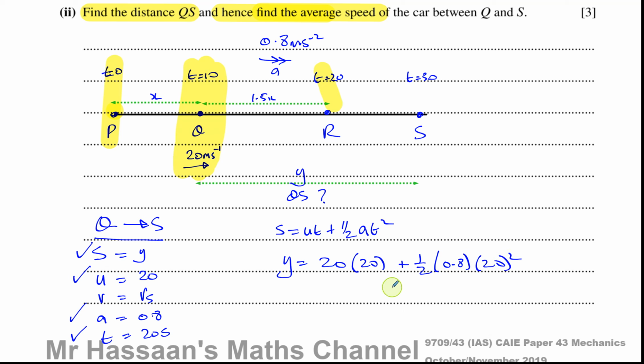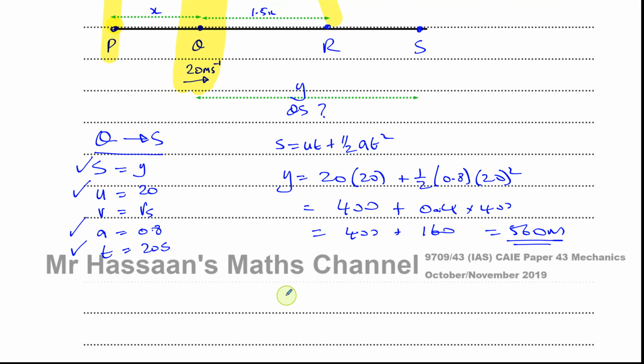So 20 squared is going to give me 400, plus 0.4 times 400. So it's going to be 400 plus, that's going to be 160, right? 160. Okay, because you move back one space. So that's going to be 560 meters. So we can say the distance between Q and S, QS, is 560 meters.